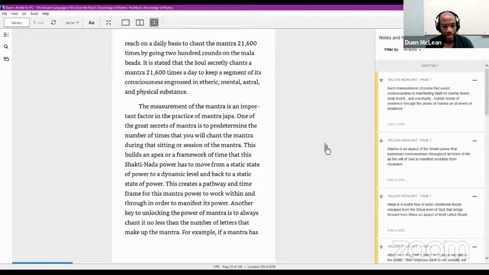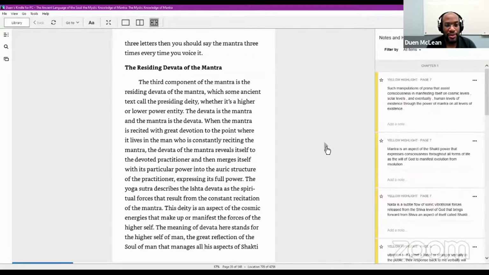Another key to unlocking the power of mantra is to always chant it no less than the number of letters that make up the mantra. For example, if a mantra has 3 letters, then you should say the mantra 3 times every time you voice it.